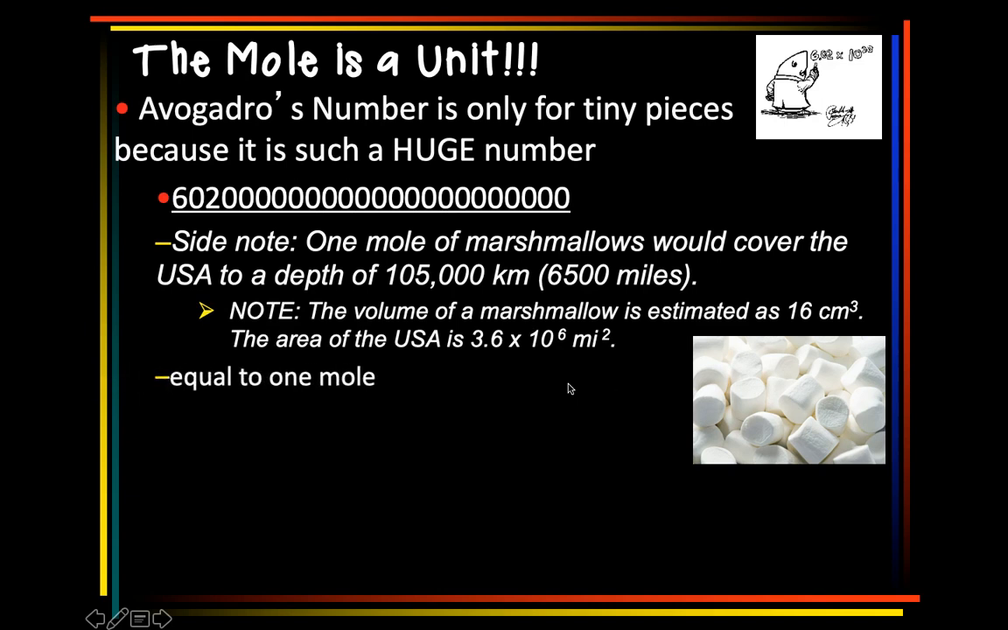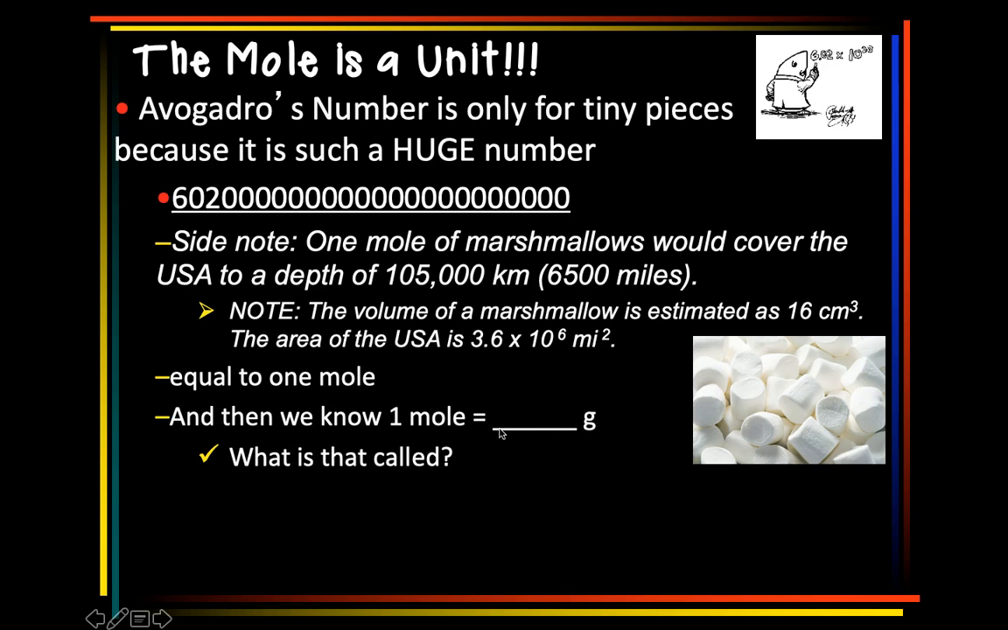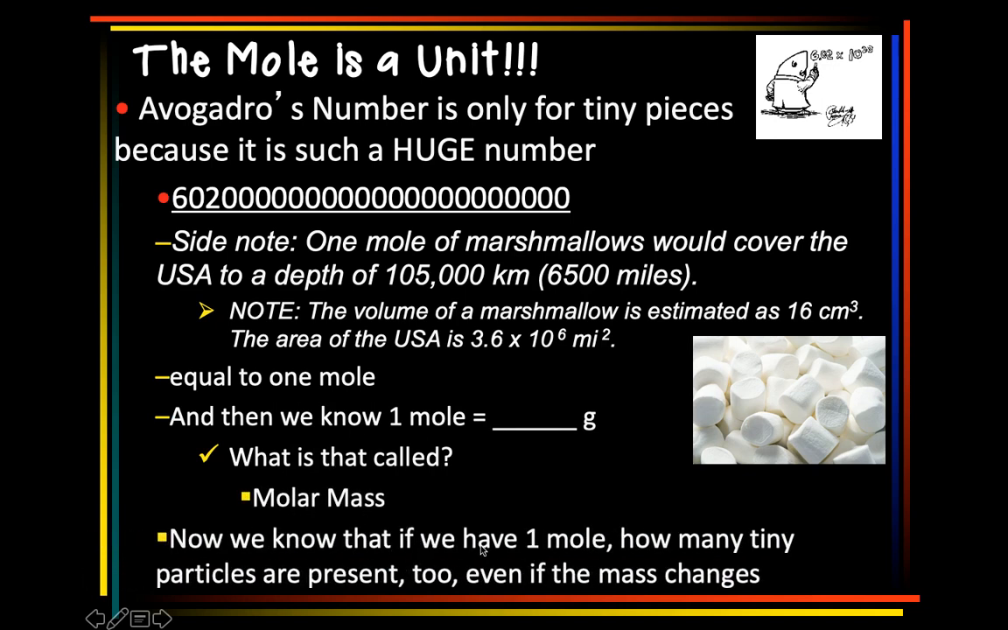All right. This huge number is equal to 1 mole. And then remember, we know that 1 mole equals blank grams. That's molar mass from the periodic table. All right, so I gave it away. So that's molar mass. And so now if we have 1 mole, we know how many particles are present, even if that mass changes. So we could say 1 mole equals blank grams equals 6.02 times 10 to the 23rd. So we know how many little pieces are in there.